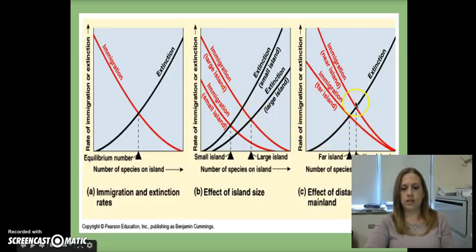And now this last one, we're looking at the same things, but now we're taking into account the effect of distance from the mainland. And so extinction is going to be unchanged by this, but one thing to notice is that immigration is going to be higher if the island is closer to the mainland and then lower if it's farther away from the mainland.